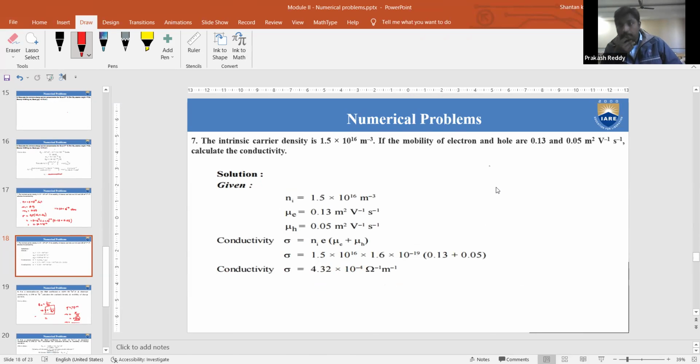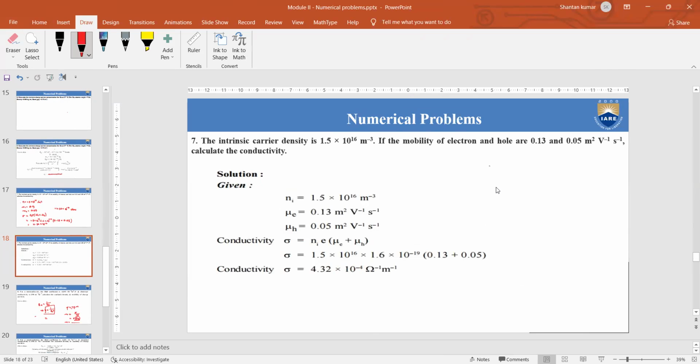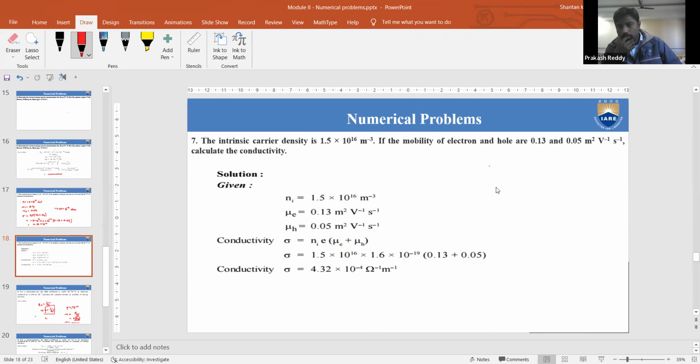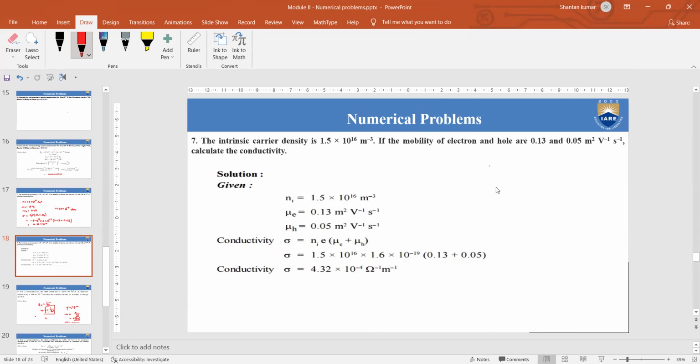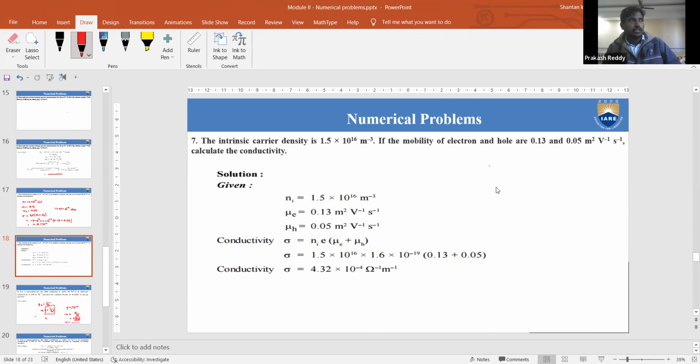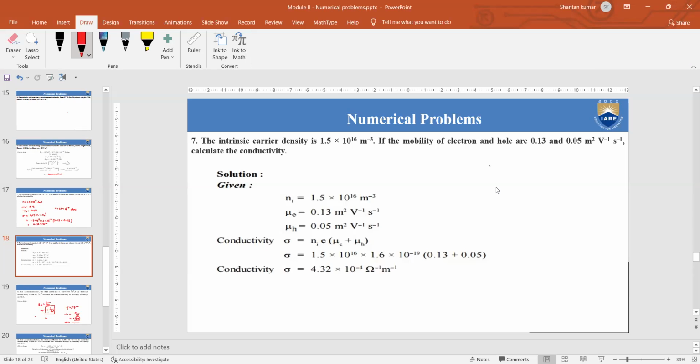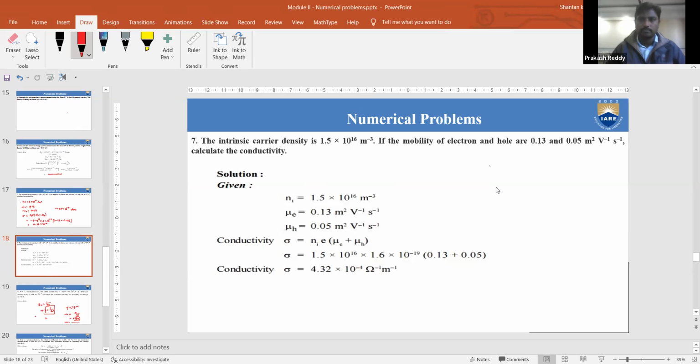Sir, for the first one, it is coming 33.19, sir. Okay, then what answer did I write there? 33.49, it is there, sir, for the first one. 33 point something is okay, na? If you take 1.6 instead of the charge of the electron, they have taken 1.609 into 10 power minus 19. So like that, you get a small fractional difference, no problem. If you get 33 point something, then it will be okay.